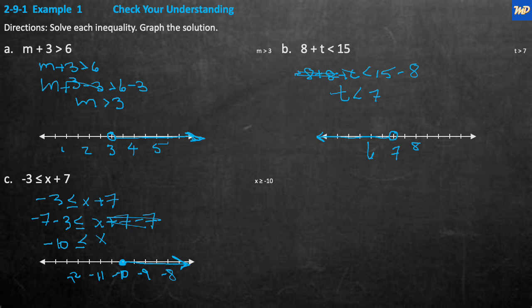is part of the solution. Because here, negative 9, is negative 9 less than negative 10? No. Negative 10 is less than negative 9. There's our solution.